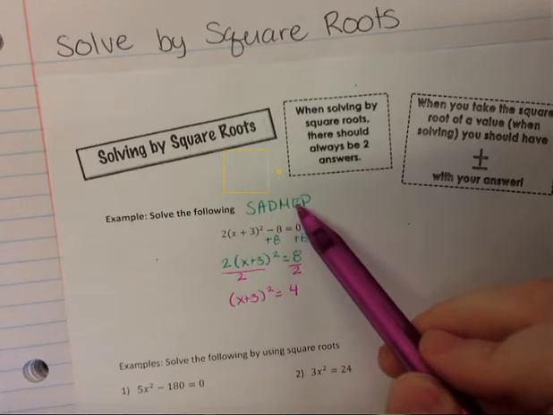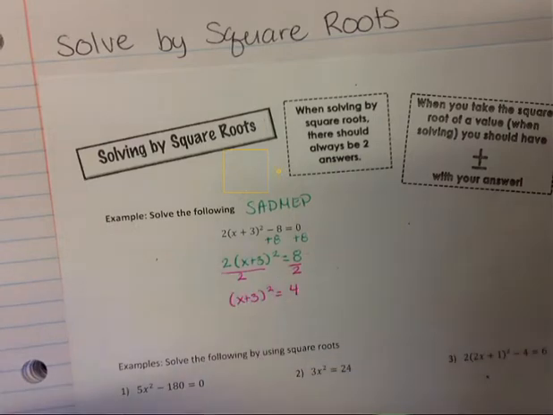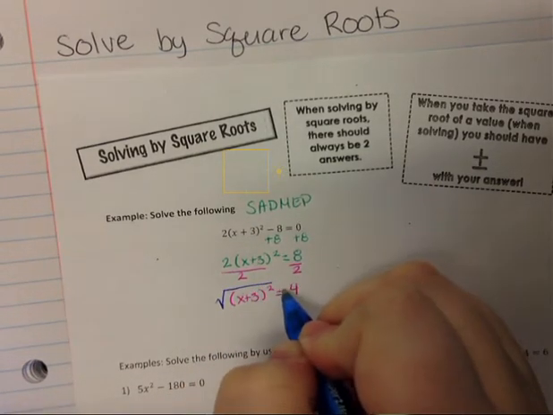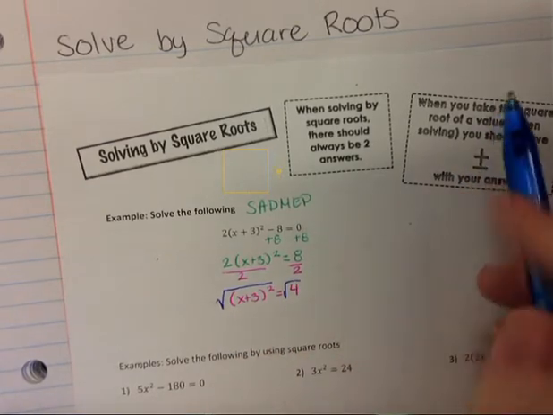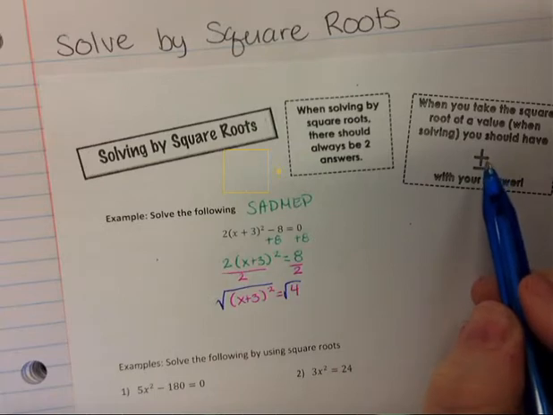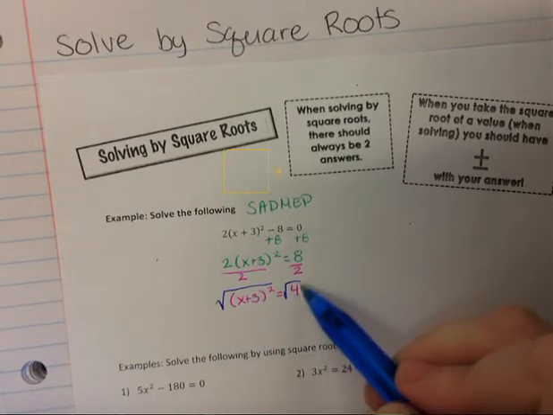Now we can focus on the exponent. The exponent is 2. The inverse of squaring is taking the square root. So I'm going to take the square root of both sides. Now, when I take the square root when solving, going across the equal sign, I have to put a plus or minus with this answer. It's taking the square root of a value. This is an expression, this is a value.